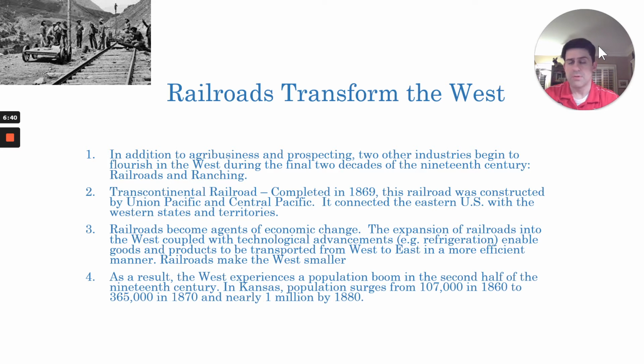But then once the meat was processed, they had to have a way to ship it back east and have it be fresh and appealing to butchers and restaurants and things of that nature. So the refrigerated rail cars enabled products such as meat to be transported from west to east in a more efficient manner. And that results in tremendous economic growth and expansion in the western United States. Railroads, in short, make the West smaller.